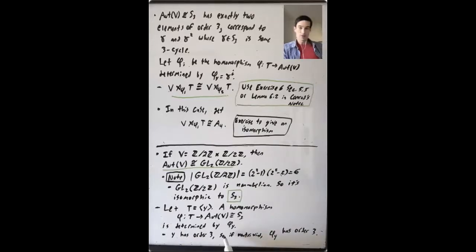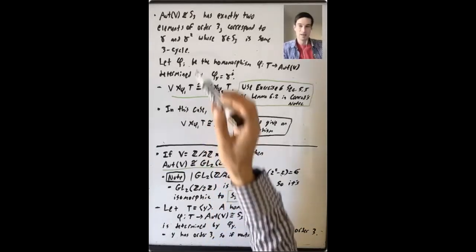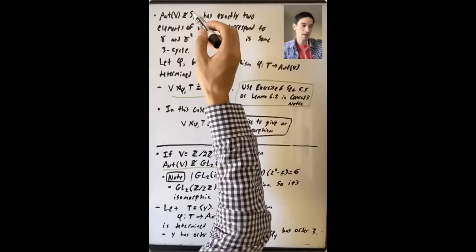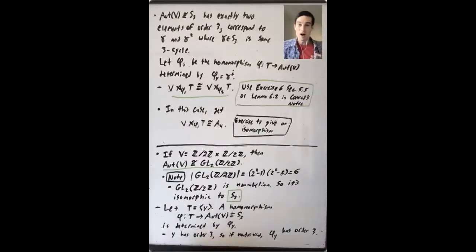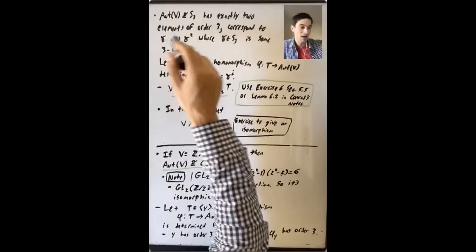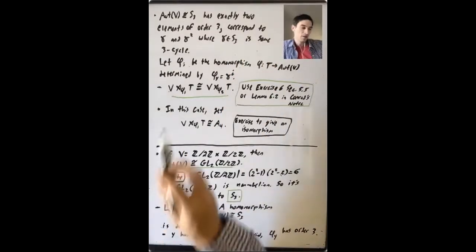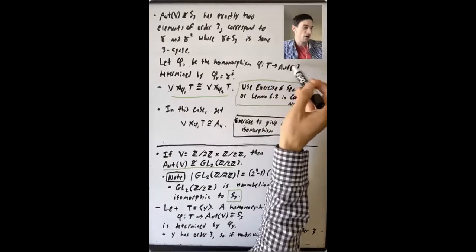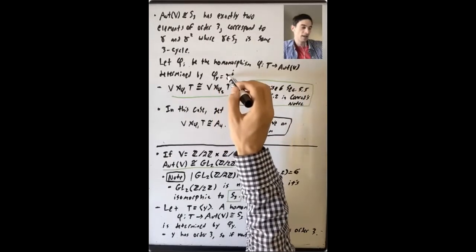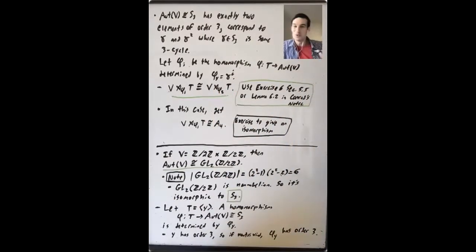y has order 3. So if this is non-trivial, where do you send y? You send it to some automorphism of order 3. So Aut V is isomorphic to S3, so Aut V has exactly 2 elements of order 3 because S3 does. The elements of order 3 in S3 correspond to gamma and gamma squared, where gamma in S3 is some 3-cycle. So let's say phi_i is the homomorphism from T to Aut V determined by sending y to gamma to the i. So we have 2 of these.